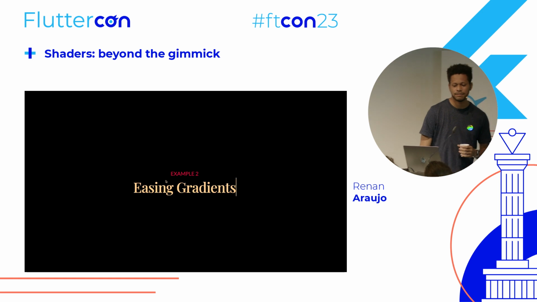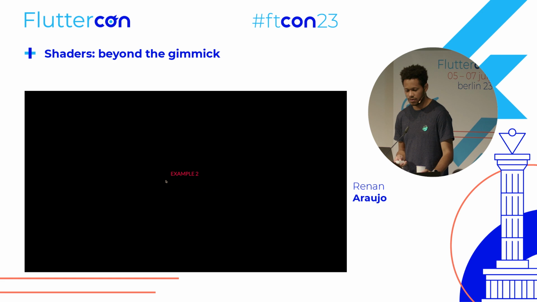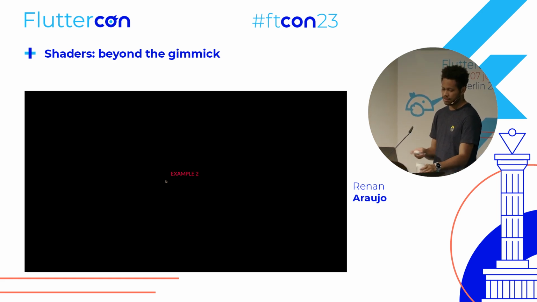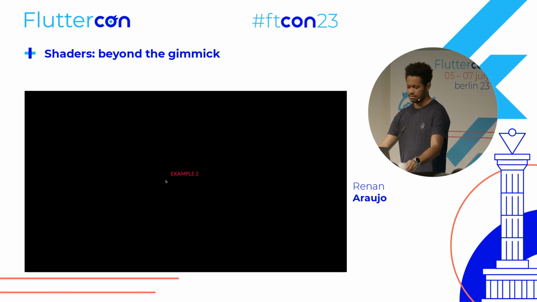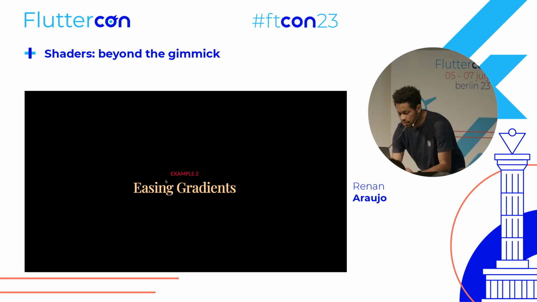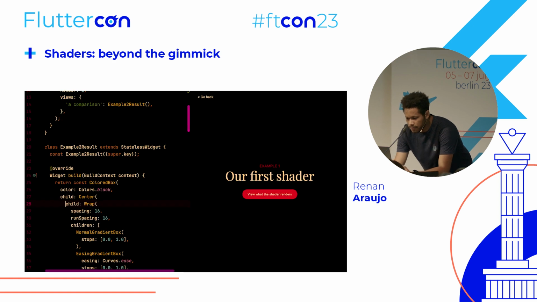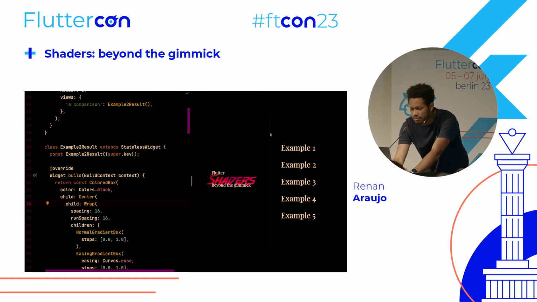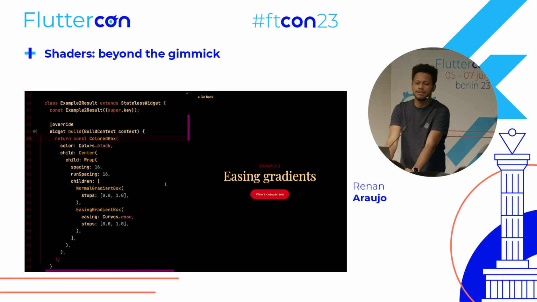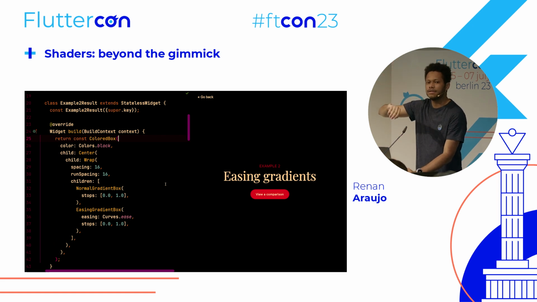Oops. So here we have our second example, easing gradients. So yeah, we can interpolate all of those things. Let me show the example first. This is falling. I hate gravity. So example 2. Boom. So I'm going to go back to the example, and let's look a little bit into the code. So we have here 2 boxes, all right? We have a normal one. Is it easy to see for people in the back? Is it visible?